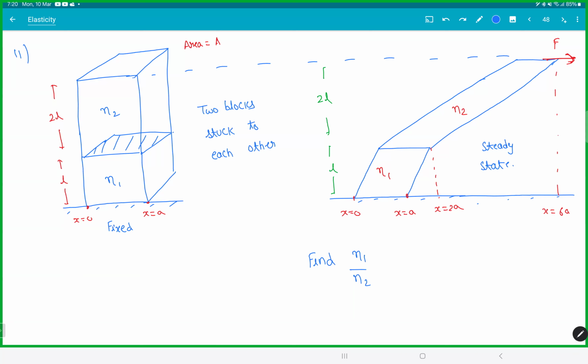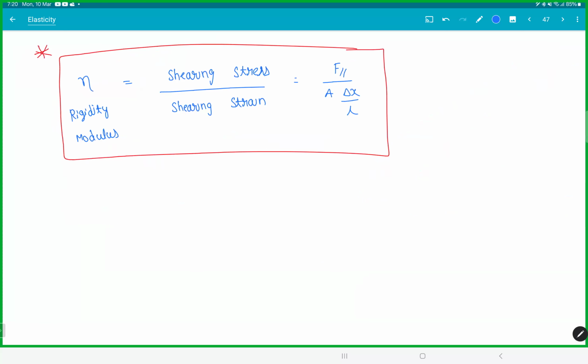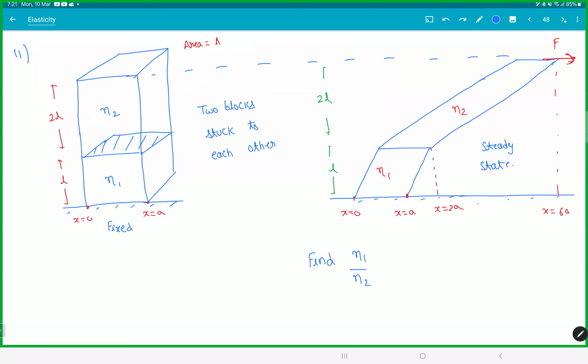Find eta 1 by eta 2. How will you do this? Remember, this is the only formula you have: parallel force by area, delta x by L, is the rigidity modulus. Think, I'll give you a minute.